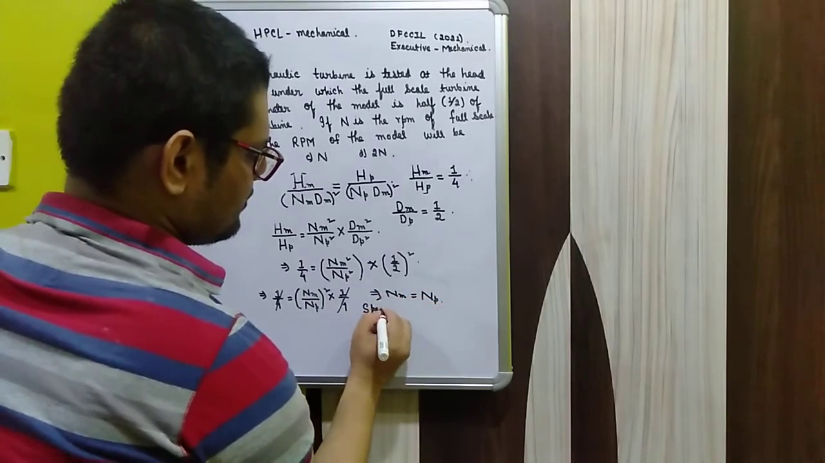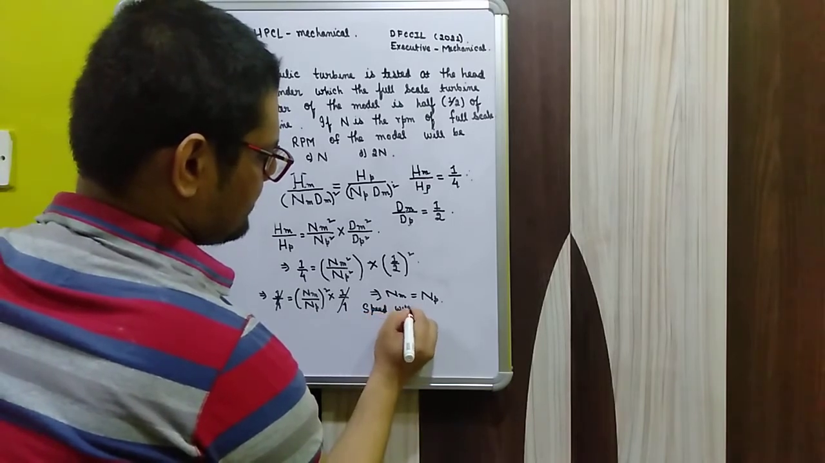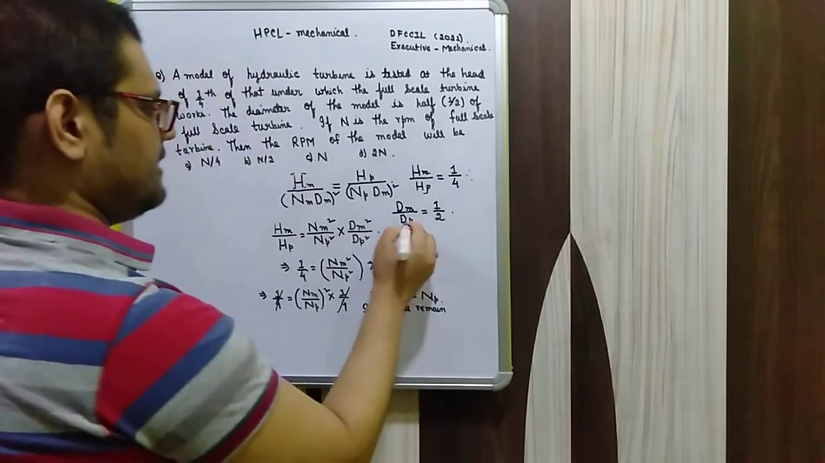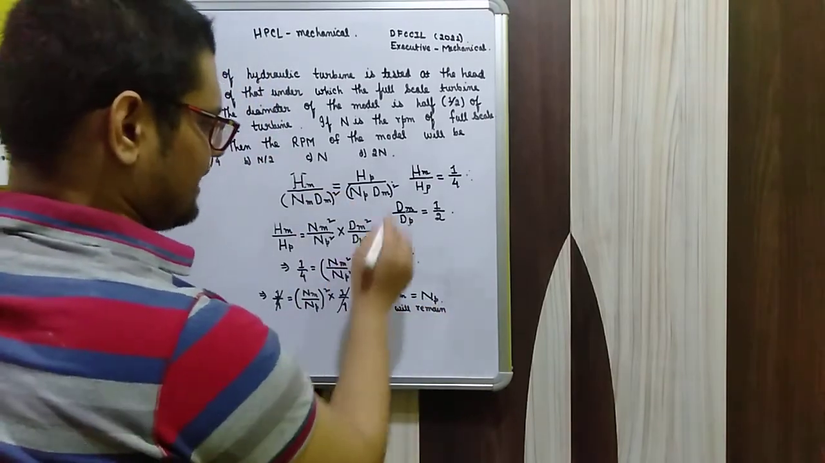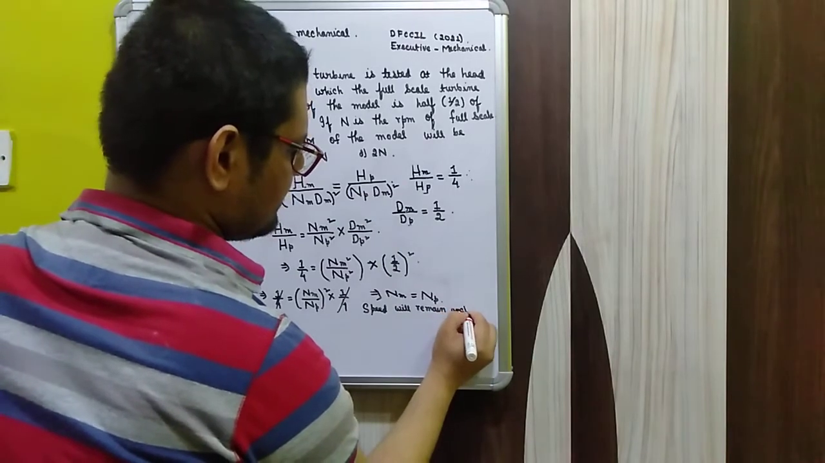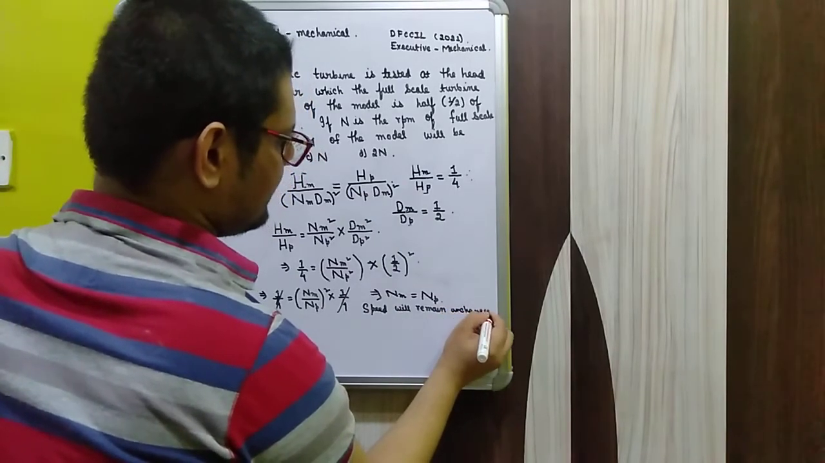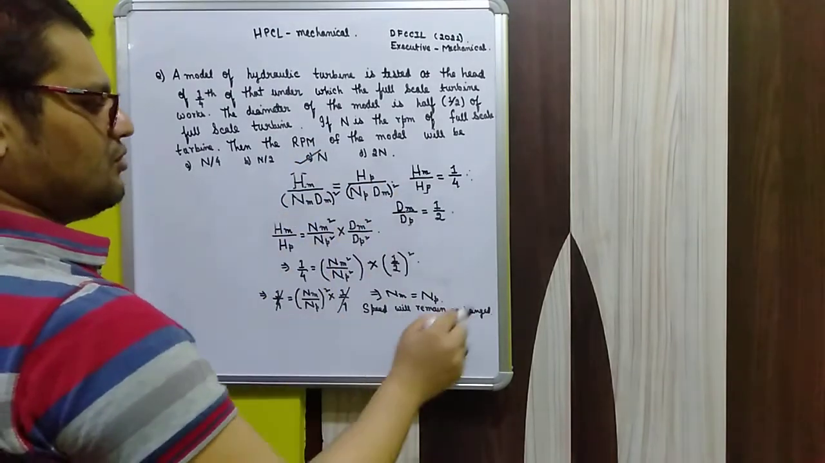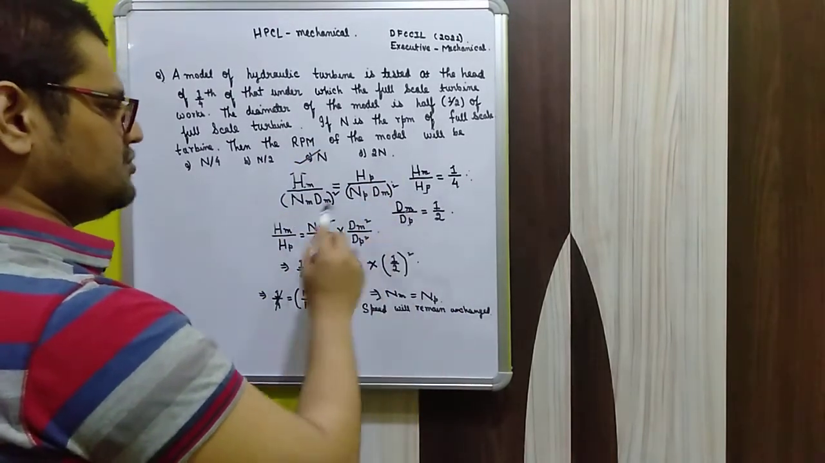So there will not be any change in the speed, whatever the diameter and the head. In this calculation you have come to know that the speed will remain unchanged. So what will be the option here? The speed will be N. I hope you have understood how we have done the total calculations. Now we will approach the next question.